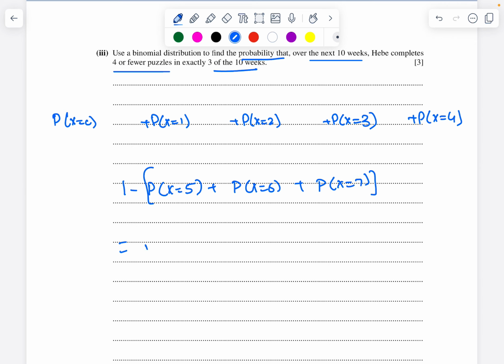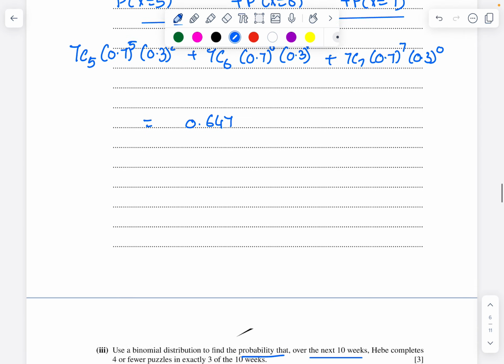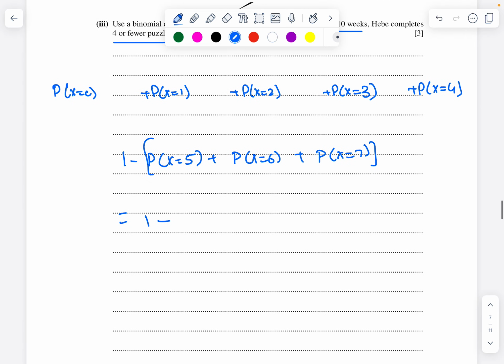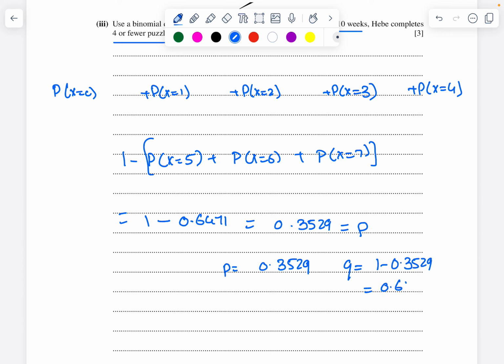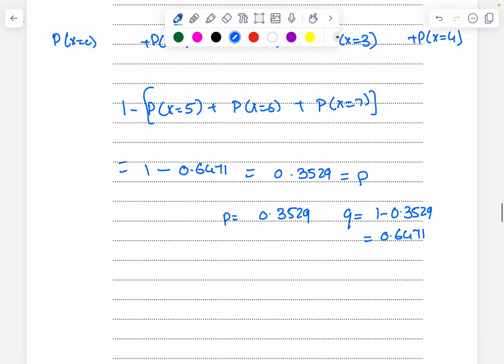So which is going to be nothing but what? 1 minus, this answer was 0.6471, which is 0.3529. This is going to be my new probability of success. So P equals 0.3529. So failure will be equal to 1 minus 0.3529, which is going to be 0.6471.